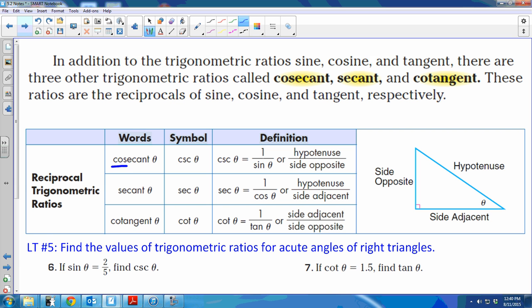So since cosecant is the reciprocal of sine, then instead of having opposite over hypotenuse, you have hypotenuse over opposite. Right? Same thing for secant. That's the reciprocal of cosine. So instead of having adjacent over hypotenuse, you just have hypotenuse over adjacent. Right? You're flipping them over. Okay?